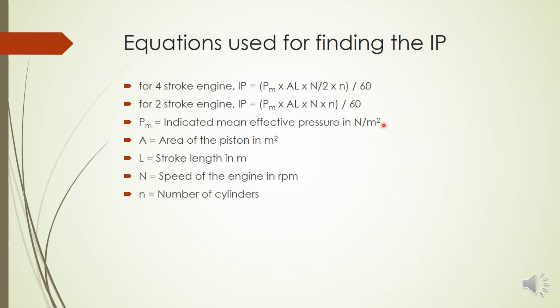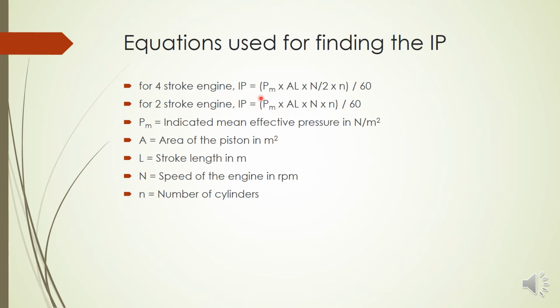N is the speed of the engine, and small n is the number of cylinders. For a multi-cylinder engine with 2, 3, etc. cylinders, you have to substitute n as 2, 3, etc. So using this equation we can find the mean effective pressure.